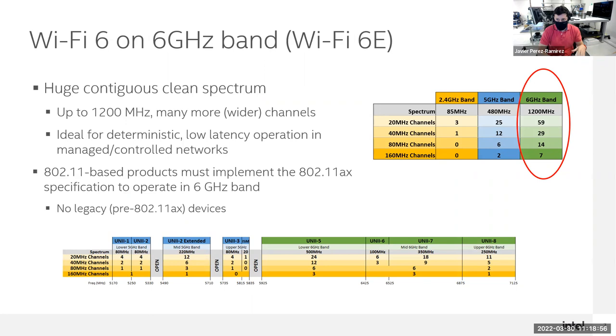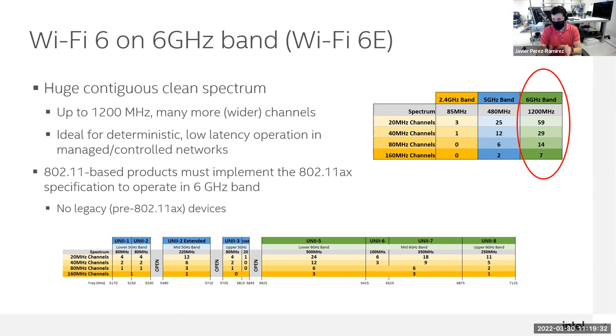First of all, obviously, all of a sudden you get 1200 additional megahertz you can play with. You can see they're doubling the number of 20 megahertz channels, and now you have 160 megahertz channels, up to 7. But most interestingly, no legacy devices can operate in this band. In other words, you can only have Wi-Fi 6 and beyond in this radio. And if you have only Wi-Fi 6 and beyond, it means that all the radios operating in this band can be managed by an access point. Again, moving towards the goal of more determinism.